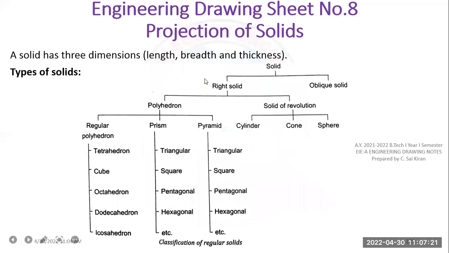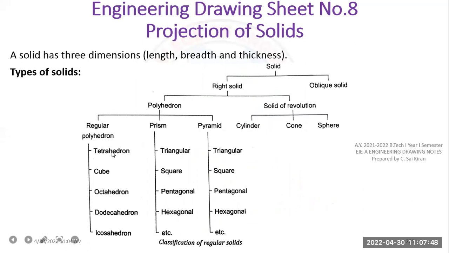Next, you need to know what are the different types of solids. Solids are divided into two types: right solid and oblique solid. This right solid is again divided into two types: polyhedron and solids of revolution. Polyhedron is again divided into regular polyhedron, prism, and pyramid. Coming to solids of revolution, here we have a shape that is revolved 360 degrees, and we generate a cylinder, cone, and sphere.